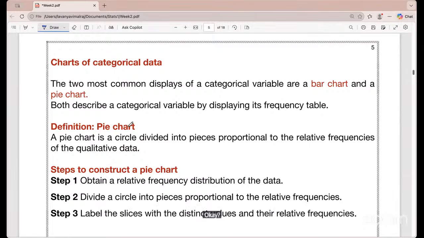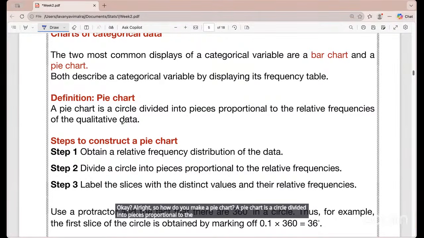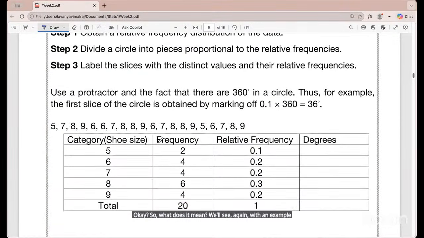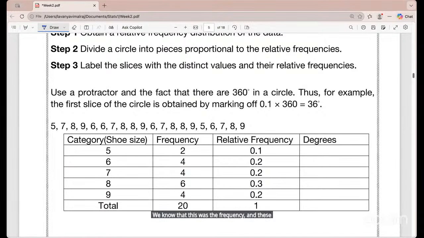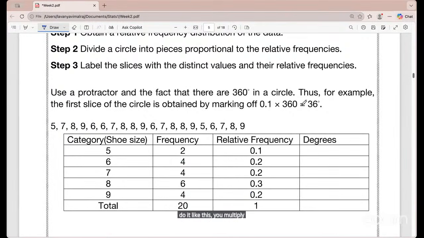All right. So how do you make a pie chart? A pie chart is a circle divided into pieces proportional to the relative frequency of the qualitative data. What does it mean? We'll see again with an example, then you will understand it better. We are considering the same first example we considered. We know this was the frequency and these are the relative frequencies. Now, how do you make a pie chart? You multiply the relative frequency by the number 360. Why 360?